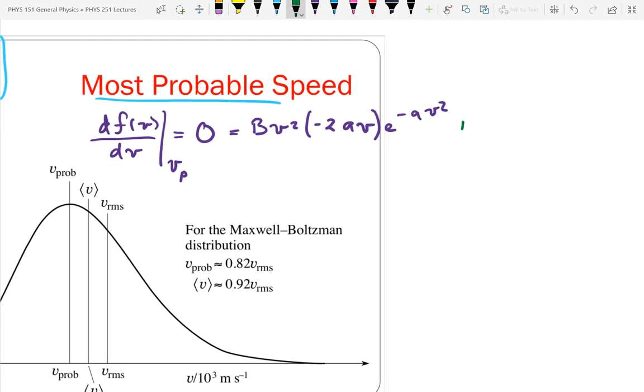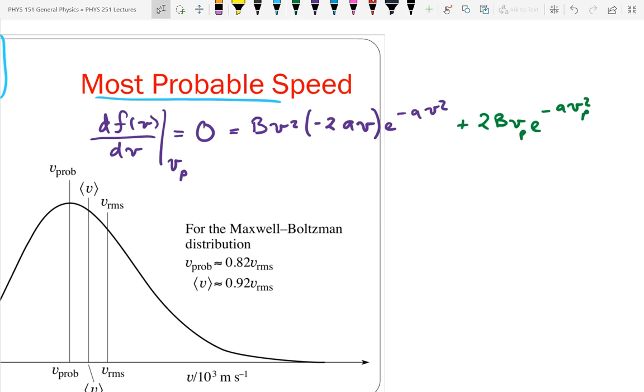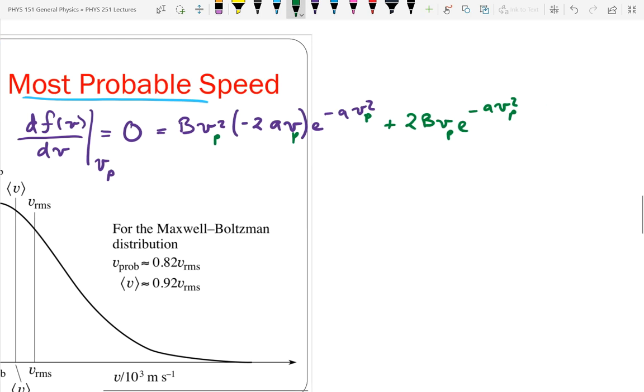Then my second term is going to be the derivative of the first. What's the derivative of Bv squared with respect to v? 2Bv. And then I just have the second function. Now for all of these, it's v probable now, right? It's not just for any v because I'm setting it equal to 0. Well, I already have equals 0 now, don't I? Now I am going to factor out what I can to rewrite this simpler.